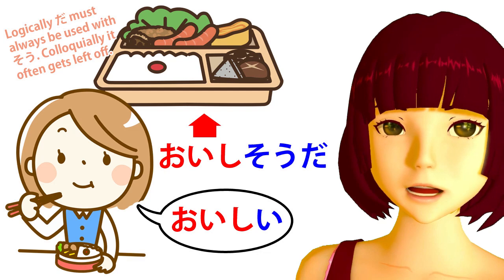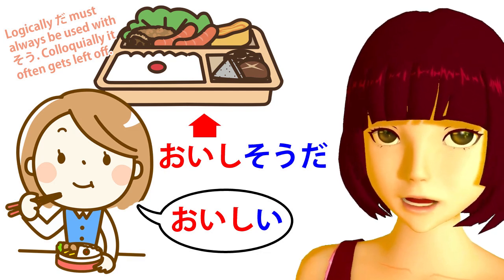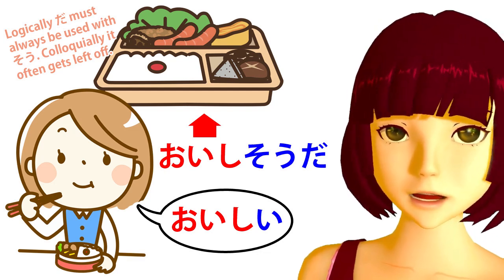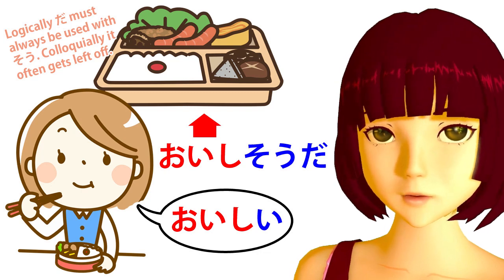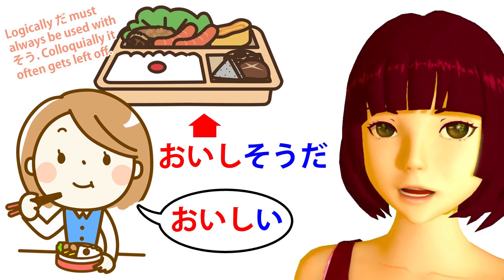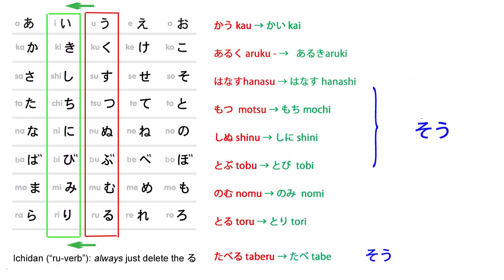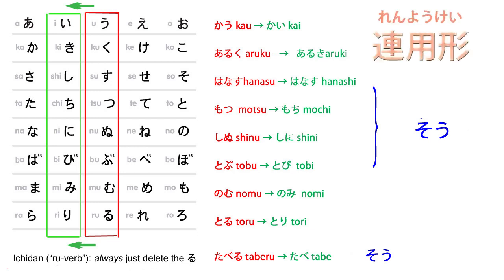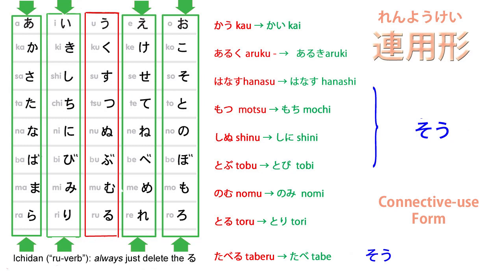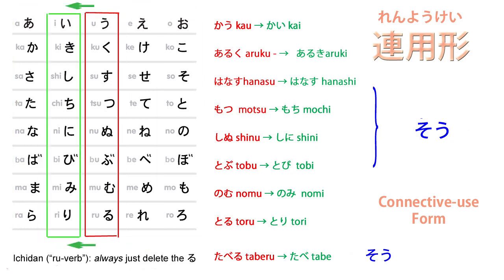Now, with the verbs, we cut off the ru kana, obviously, as always in the case of ichidan verbs. That's all we do. And in the case of godan verbs, we use the i stem, and the i stem is what you might call the pure stem of a verb. In Japanese, it's called ren'yōkei, which means a connective use form.